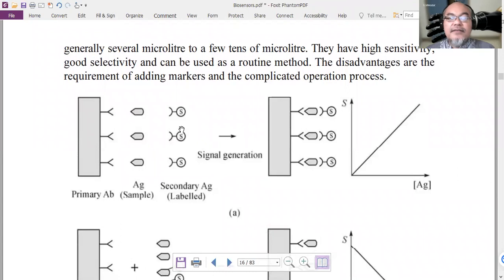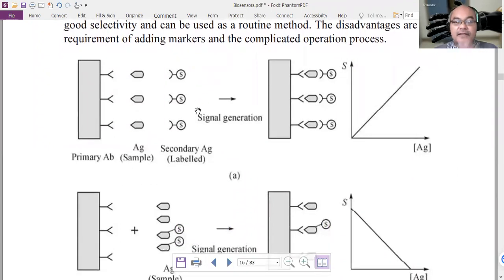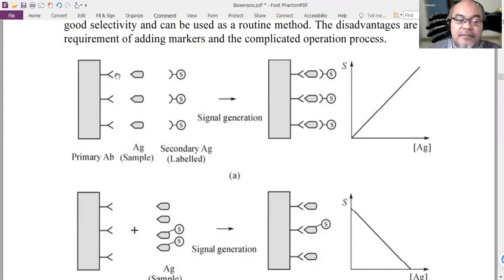So like this, this is what I have just drawn in the previous page. We have a secondary antibody. So the first antibody is bound to a substrate, what we call the primary antibody. The sample is then introduced to the device, binds to the primary antibody, and then we introduce a secondary antibody, which is labeled with whatever it is. It could be fluorescent labeling or enzyme labeling or radioactive labeling.